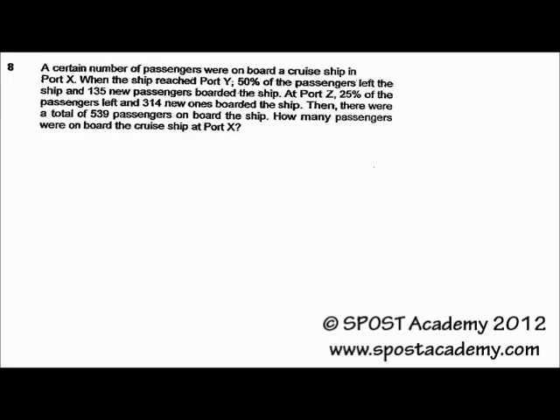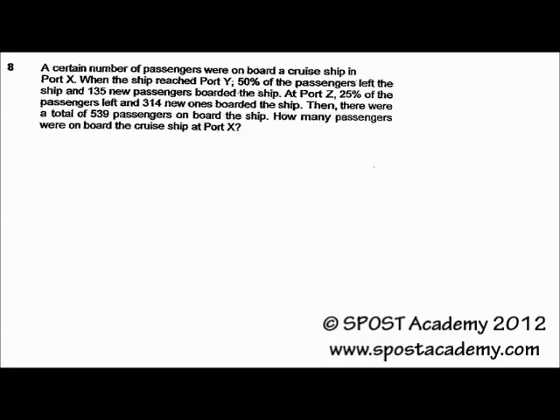A certain number of passengers were on board a cruise ship in port X. When the ship reached port Y, 50% of the passengers left the ship, and 135 new passengers boarded the ship. At port Z, 25% of the passengers left, and 314 new ones boarded the ship. Then, there were a total of 539 passengers on board the ship. How many passengers were on board the cruise ship at port X?